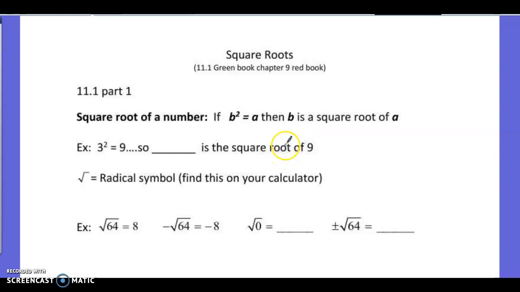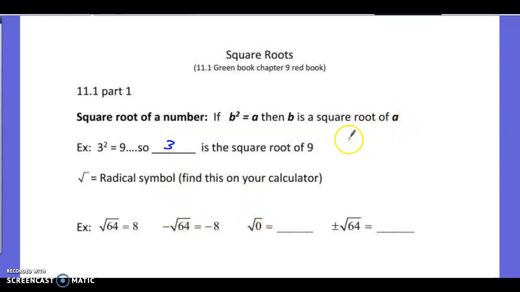As you get further along in math, you can have cubic roots, fourth roots, but right now it's everything that is squared, as in the root of a number that's being squared. So in this example, we have 3 squared equals 9. So the square root of 9, meaning a number that can be squared to equal 9, would be 3, so basically the base. So 3 is the square root of 9.